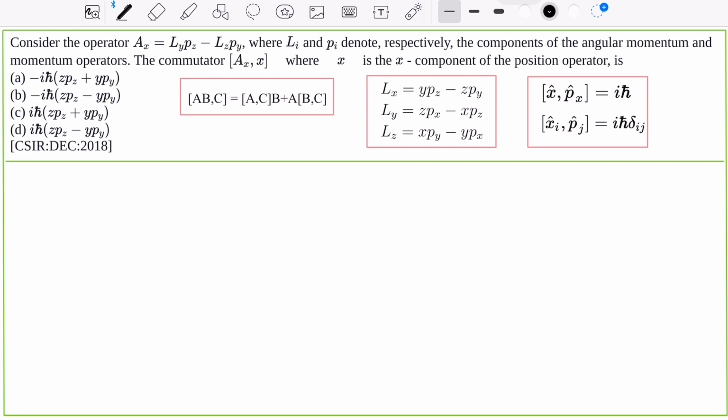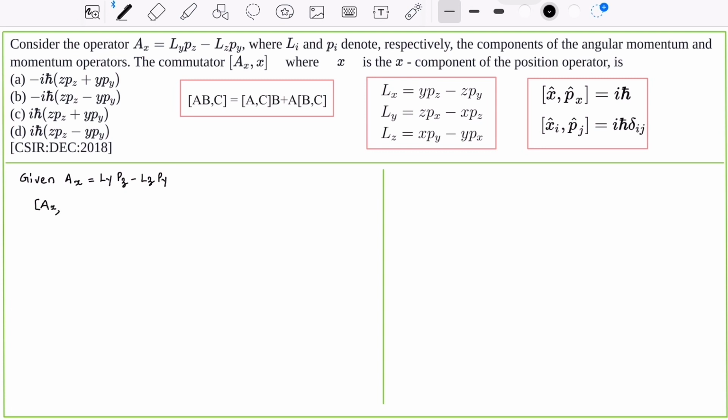In the present problem, we have to evaluate the commutator of Ax and x, where Ax is equal to Ly pz minus Lz py, and x is the x component of the position operator. The commutator becomes the commutator of Ly pz minus Lz py and x. This is equal to the commutator of Ly pz and x minus the commutator of Lz py and x.